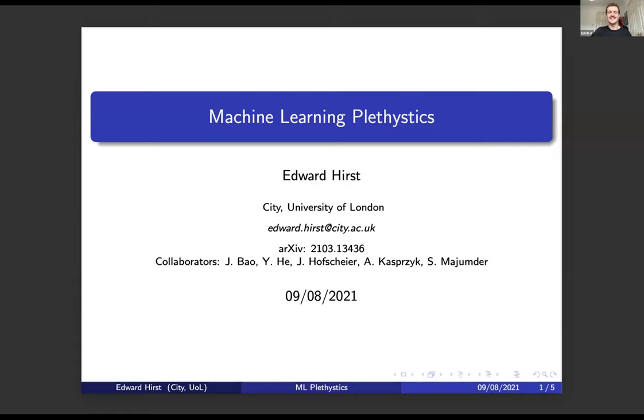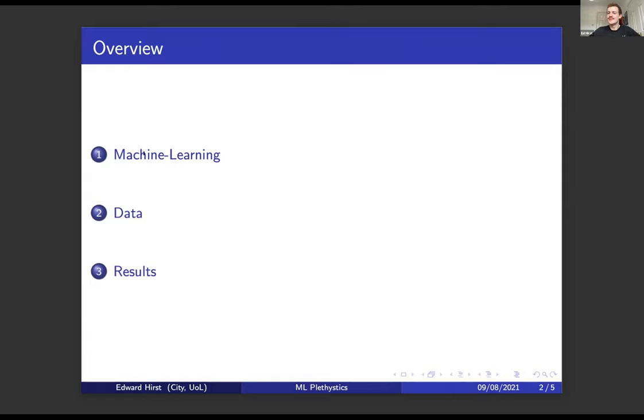So the brief overview of what I'll be going over today, since we're tight for time, I'm going to stick to a very simple presentation structure. I'm just going to have three slides, the first of which will talk about the machine learning architectures that we used in this project. The second is going to talk about the data, what we actually machine learned, and how we formatted that for inputs and outputs. And then the final slide is just going to talk about the results, what we got from that.